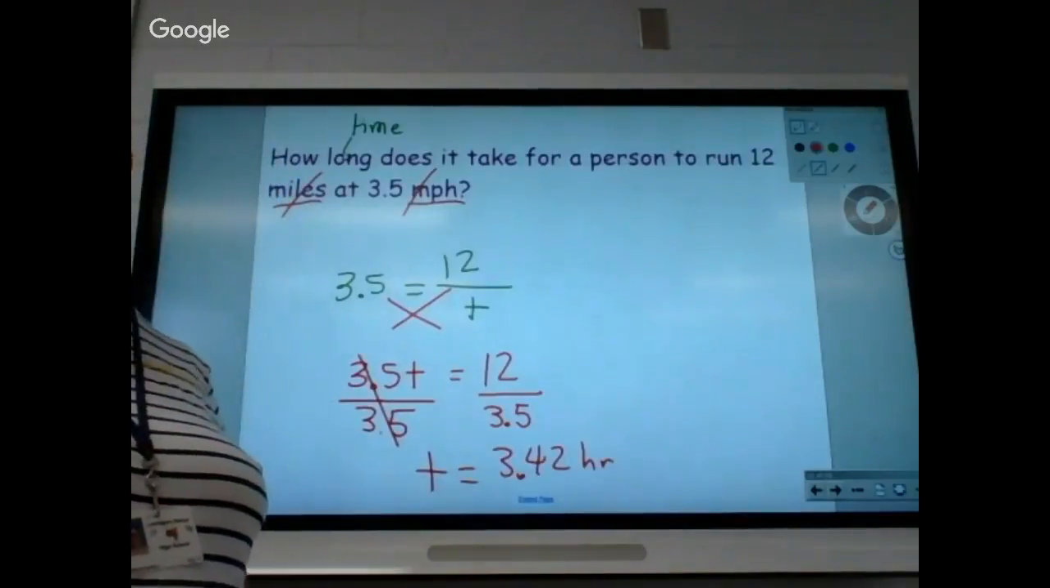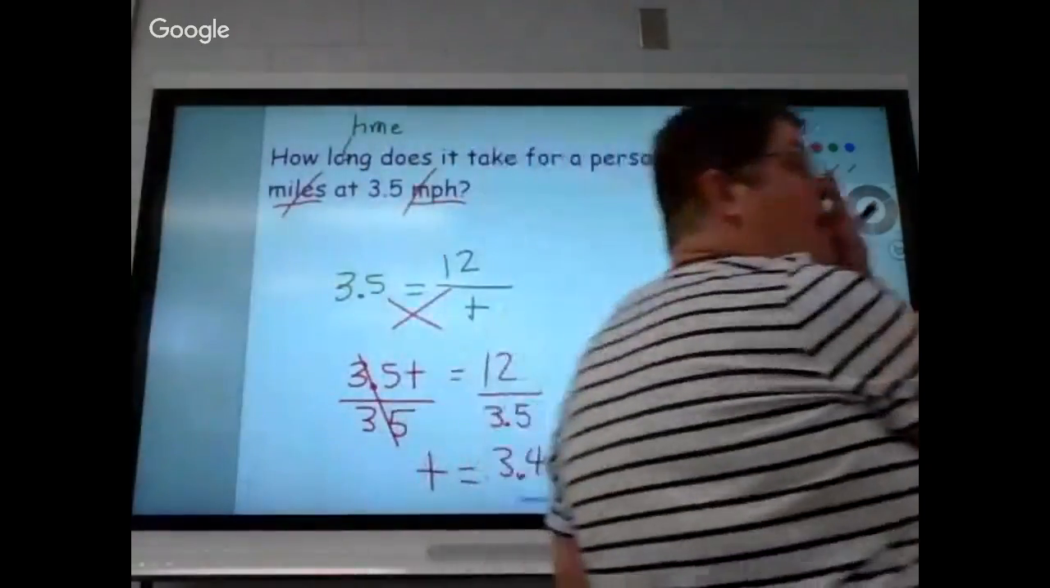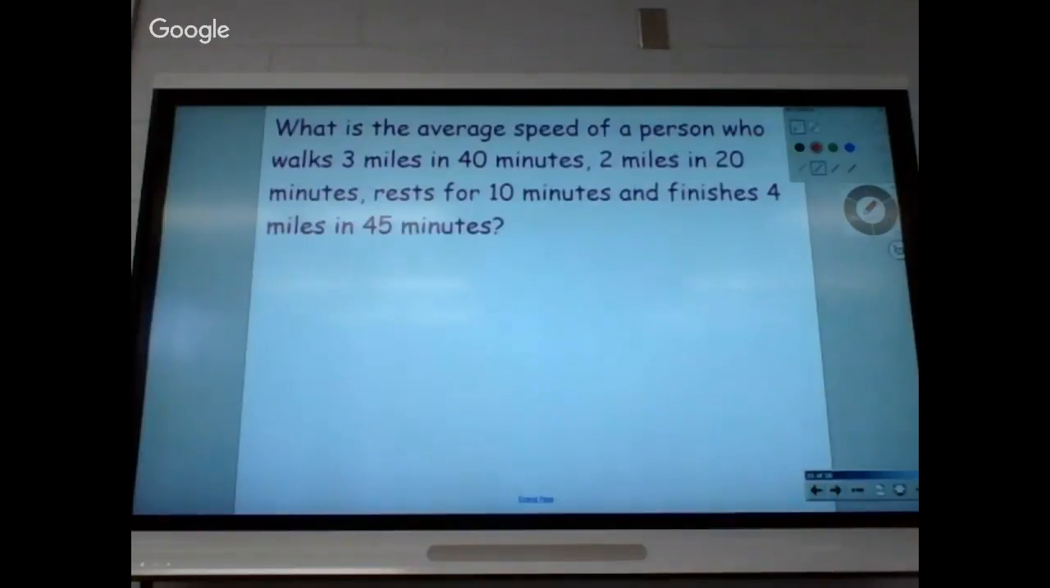Now, the next 2 questions, I recommend everybody writes down, because they're very different from the standard plug and chug in S equals D over T. This is an average speed one, and the next one's going to have a table in it. This is the one that usually everybody says when I give an assignment, I don't know how to do this one. So I'll give you a moment to write it down.